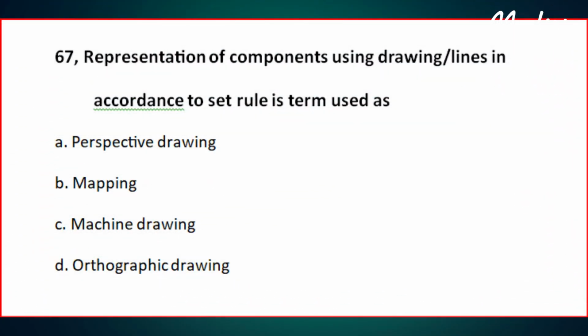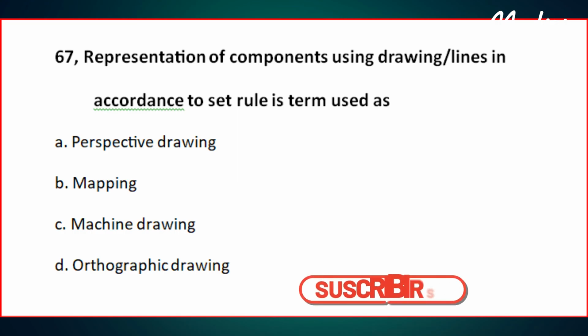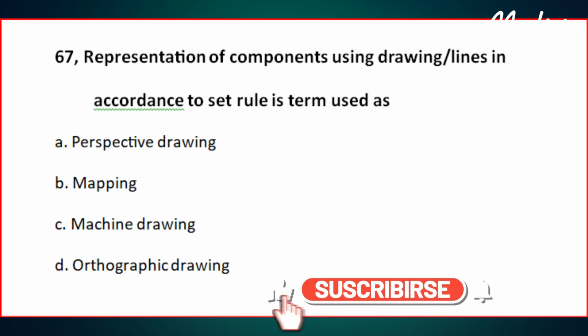67. Representation of components using drawing/lines in accordance to set rule is term used as A. Perspective drawing, B. Mapping, C. Machine drawing, D. Orthographic drawing.